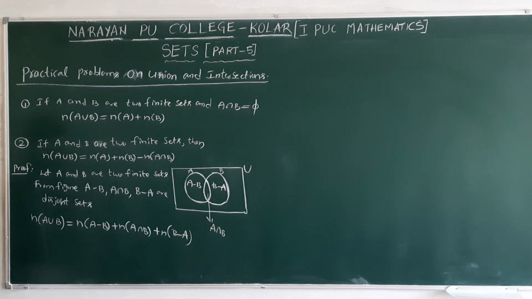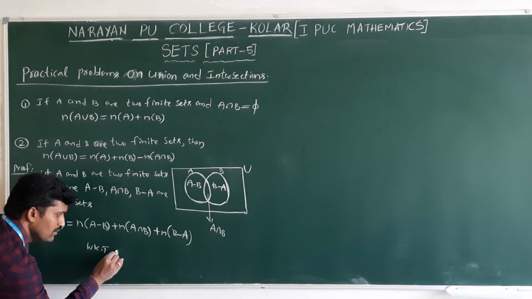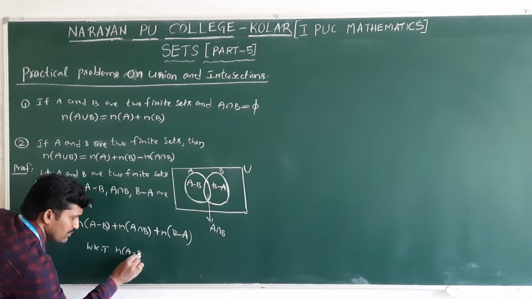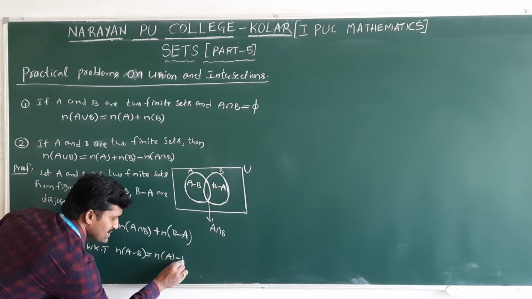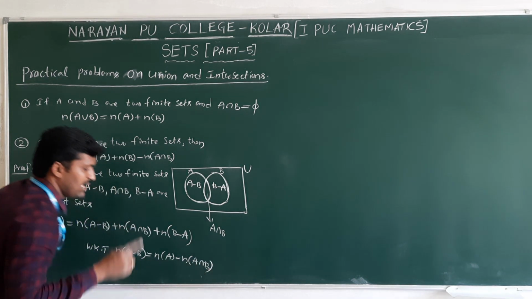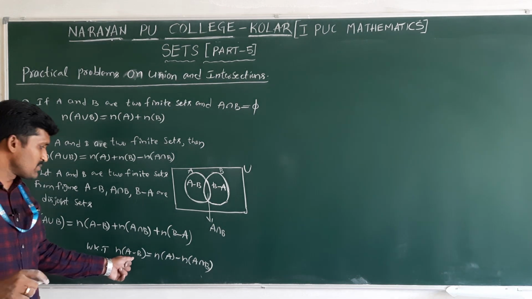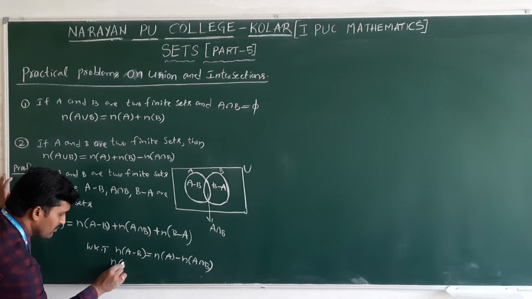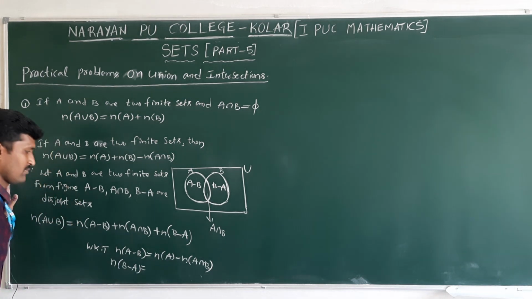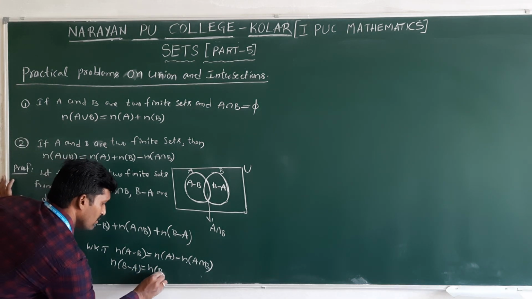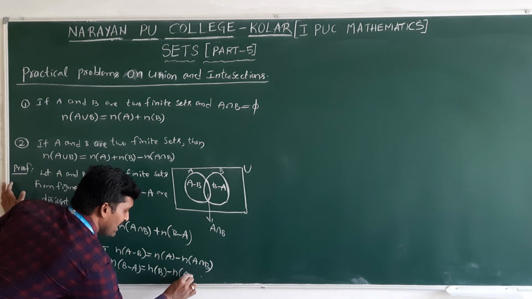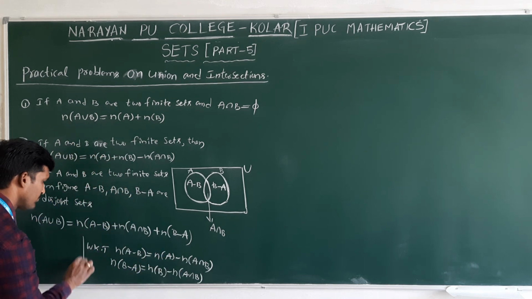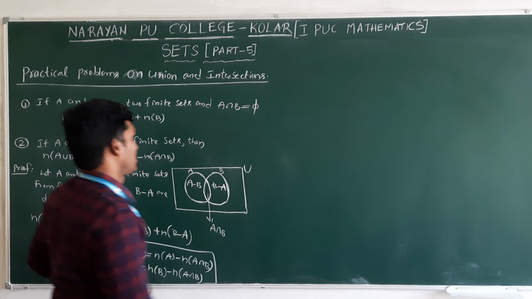Clear? Now n of A minus B, as I already said, we can write as A minus A intersection B. We know that n of A minus B equals n of A minus n of A intersection B. This is already given in the complement of a set formula. The number of elements we can take like this. n of B minus A we can write as n of B minus n of A intersection B only. Substitute these formulas.